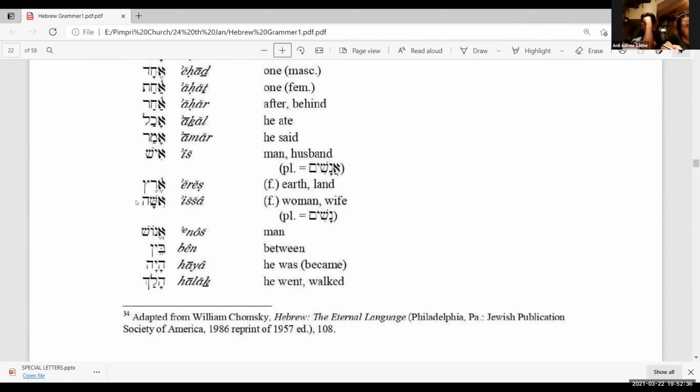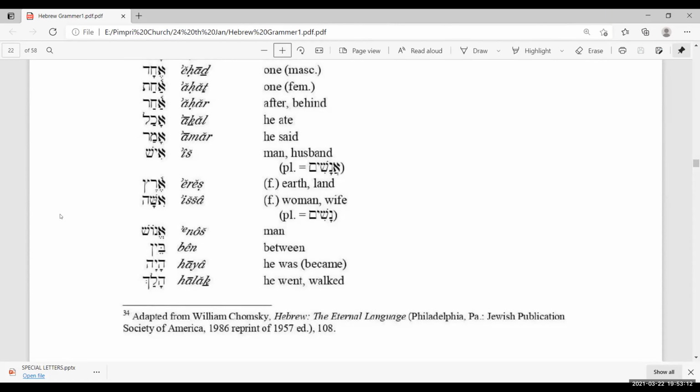Then it is Isha. There is a doubling dagesh in shin. Therefore, the pronunciation consonant is doubled. Isha is a woman or wife. And the plural of Isha is, say after me, Nashim. Nashim is women, W-O-M-E-N.